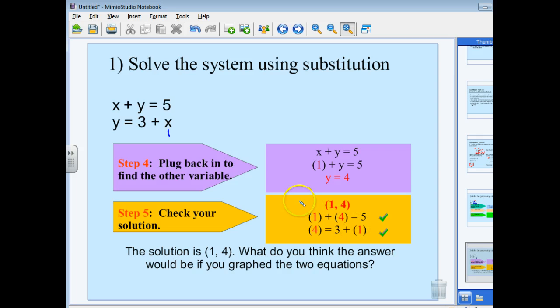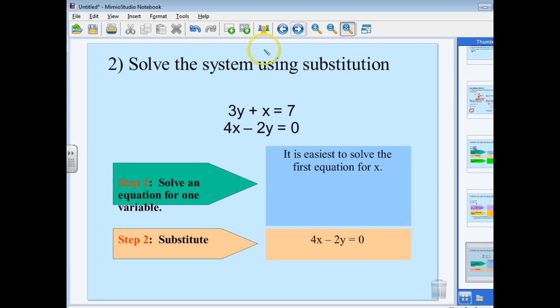Now to check, all we do is plug it back into the original equation. So 1 plus 4, we get 5. And then on the second equation, we get 3 plus 1 is 4. So it does check out. If we were to graph this, those two lines would cross at the point (1, 4). Alright, so let's go ahead and do another one.